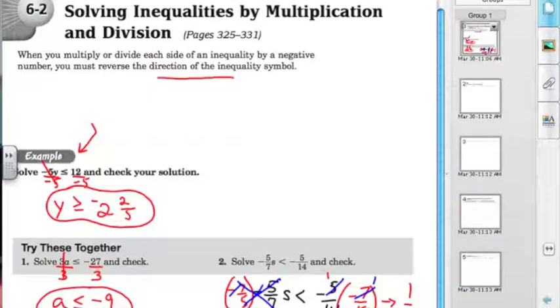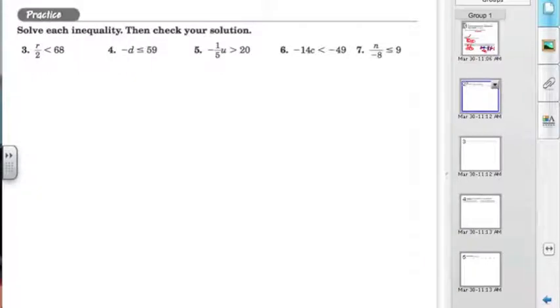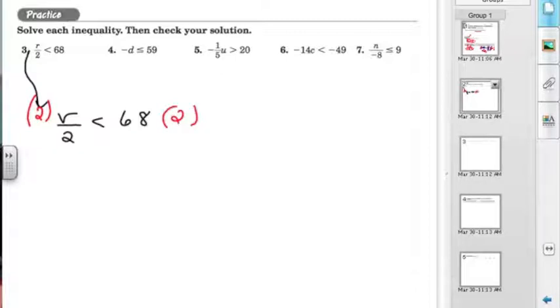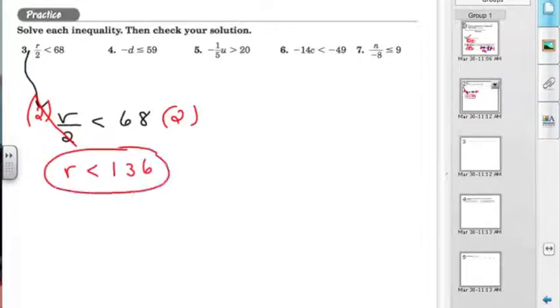Okay, moving on to number 2. Now we want to solve each of these inequalities. We've already done some multiplying ones, so we'll go on to number 3. Number 3 is the division one. We have r over 2 is less than 68. Okay, the inverse of division is multiplication, so we're going to multiply by 2 on both sides. The 2's cancel out. We're left with r is less than 136. So any number less than 136 would work.